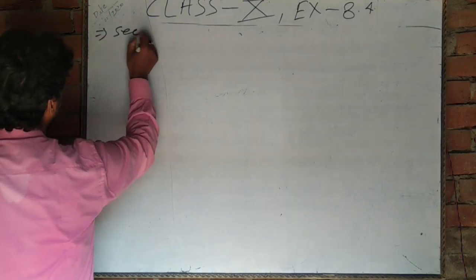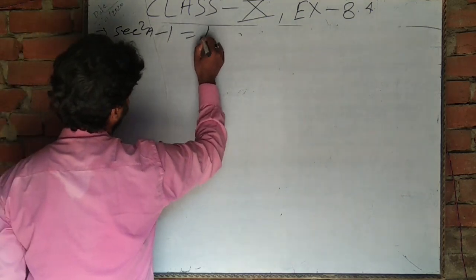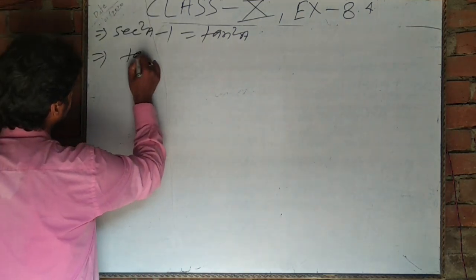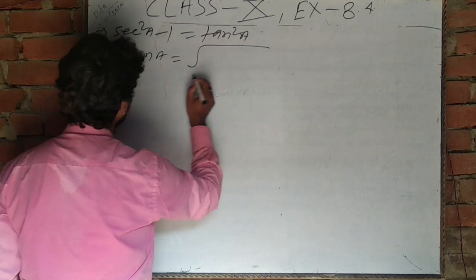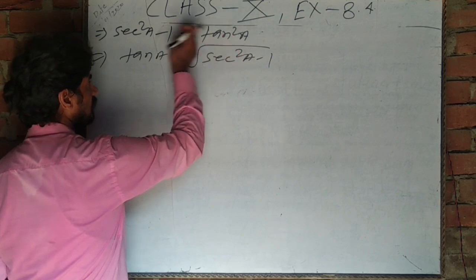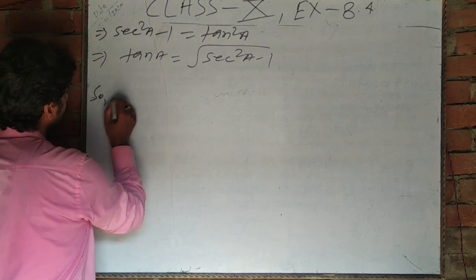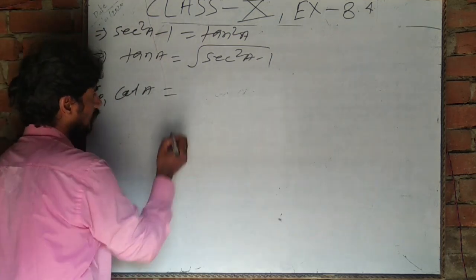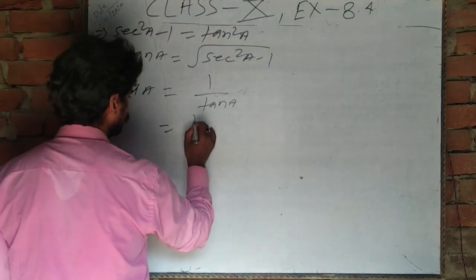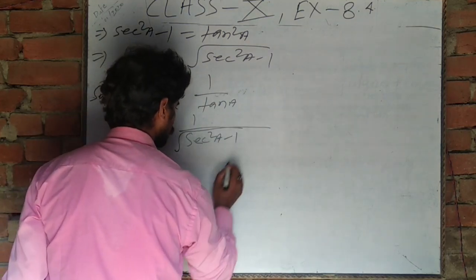अब sec square A plus sec square A minus 1 इक्वल टू tan square A. हमें tan का वैल्यू निकालना है, तो tan A इज इक्वल टू अंडर रूट sec square A minus 1. इधर स्क्वायर है, इधर जाकर स्क्वायर रूट हो गया. So cot A means 1 by tan A, and the value of tan A is equal to under root sec square A minus 1.